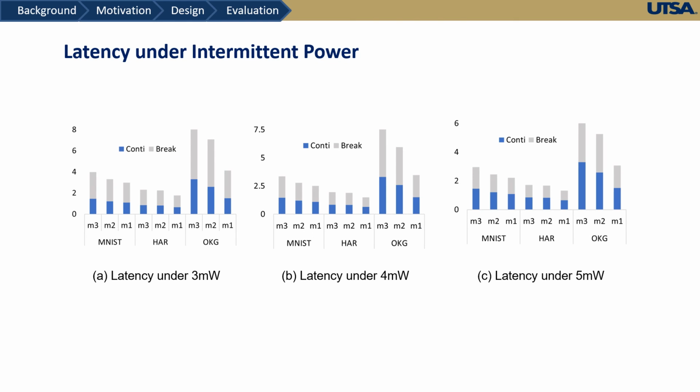Now here is the result of different models when the power is intermittent. Here the gray box represents the power off time and the blue box represents the inference time. From the three figures we observe that when the harvesting power is low, the execution time is increased. Therefore, in order to meet the quality of service, the energy harvesting device needs to automatically switch to the low accuracy model, which takes much less time.